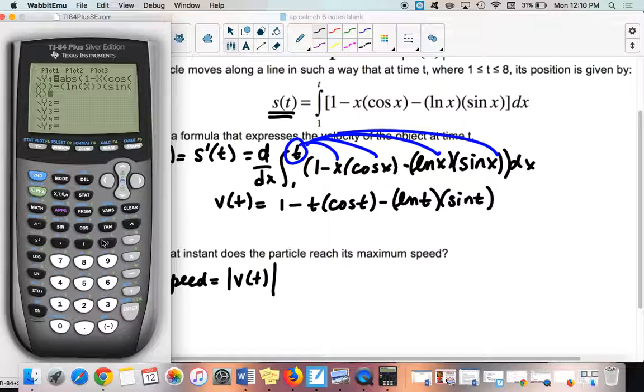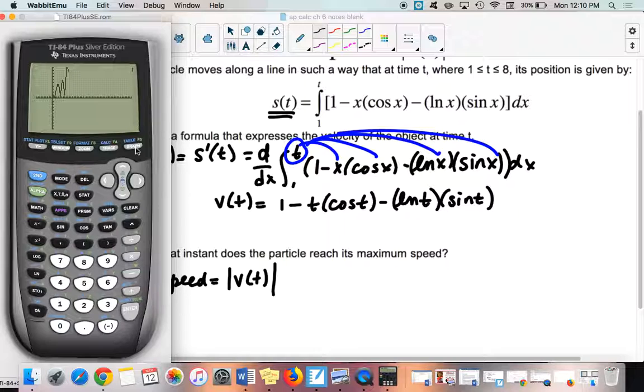Did you already put that in? You're so speedy. All right, and then we hit graph. And since I have the absolute value, all of this is going to be above the axis, because it's all going to be positive numbers. So I get this curve, and it looks like that. My window might be out to 100 or 50, and you'll see that it continues to go up and up.